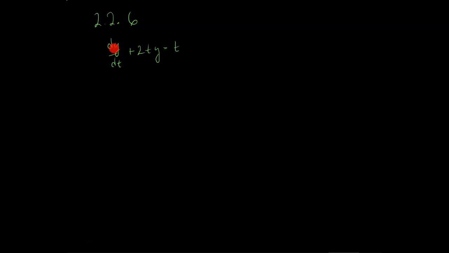We can see it's first order because of this. And it's linear in y, which is also very nice. So dy dt, and then a y, and then we have some functions of t here. So both of those are free game.